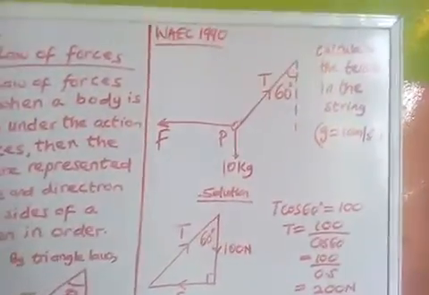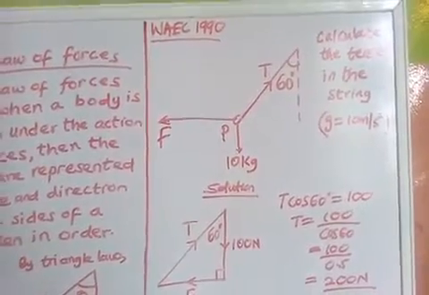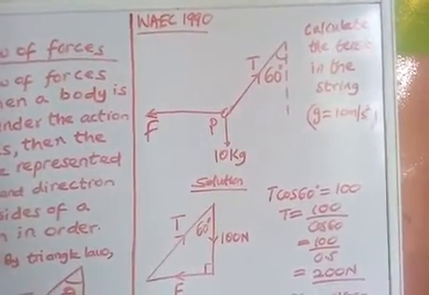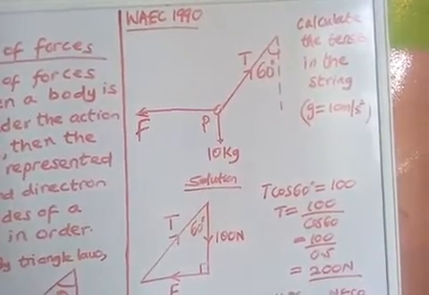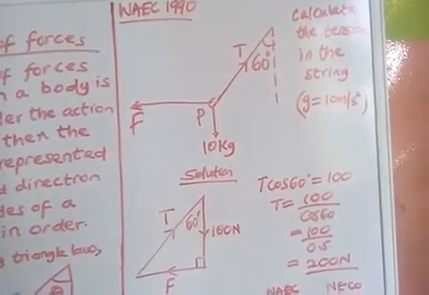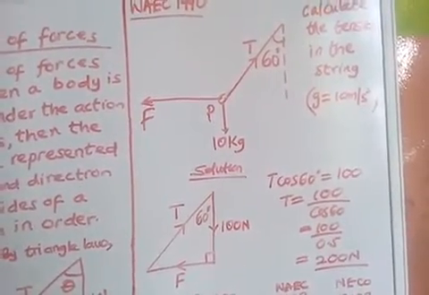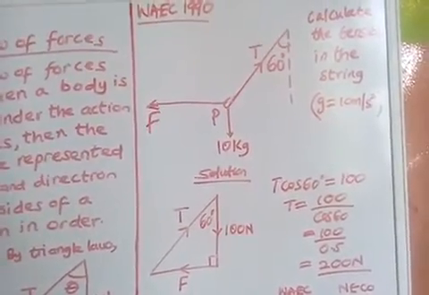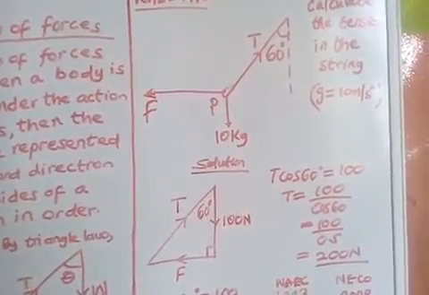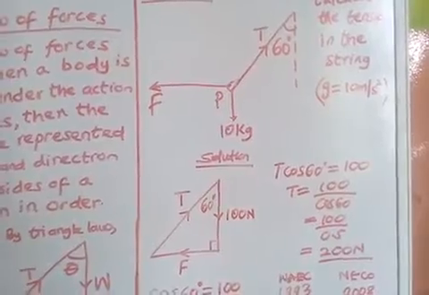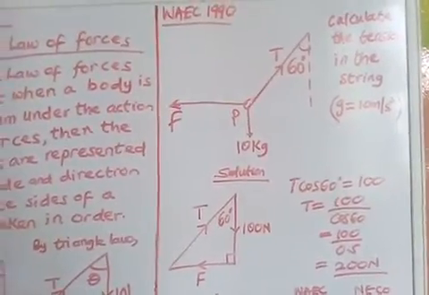Now, looking at this question, WAEC 1990, this is the shape given in that year. So we have force, tension, and the mass given as kg, and we know that weight equals mass times g. Take note of that. We're going to be using 100 because that is supposed to be weight, and weight is 10 times 10, because our g is given as 10 meters per second square.